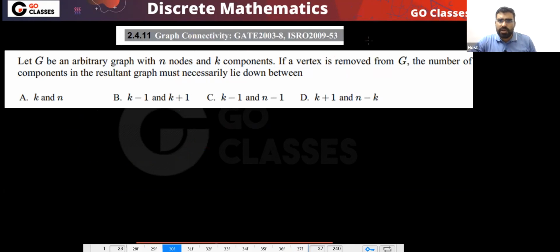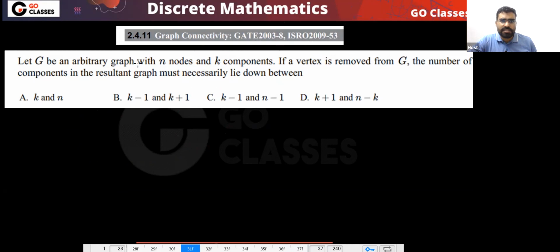This question I gave you as homework. Did you try this? I gave you this question as homework in the last class. This is from GATE and ISRO. Actually, many questions in ISRO are copies of GATE questions. So if you want to prepare for the ISRO exam, just solve the GATE exam questions and you are done. Other exams just copy paste.